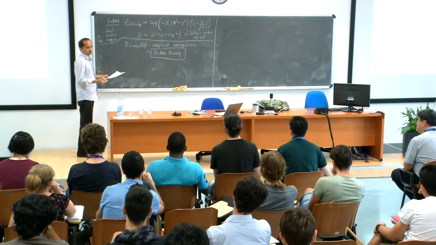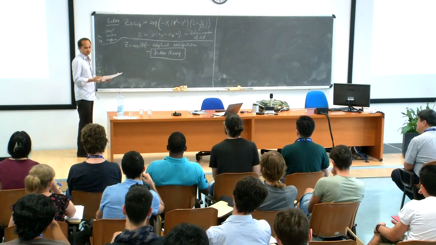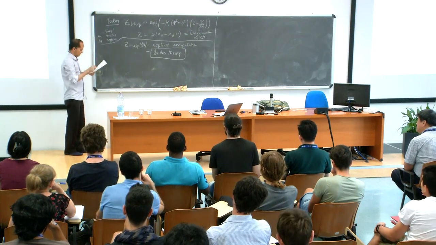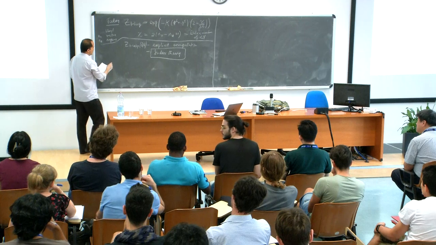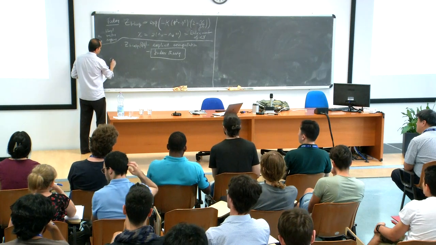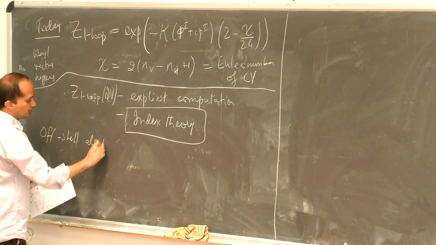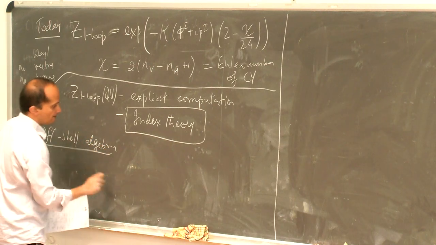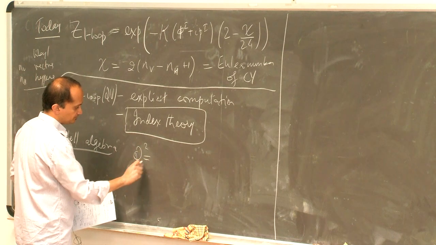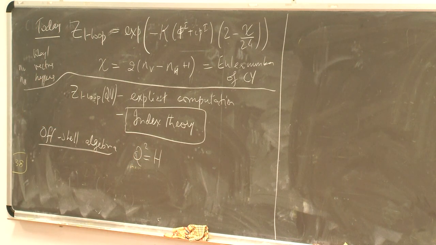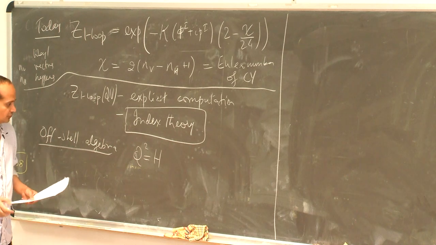This is very close to what Leopoldo showed in the first lecture. So it relies on this fixed point formula, which I just want to show you how that happens. Okay. So what you need is an off-shell algebra of the type Q squared equals H. Right. So that's your starting point.